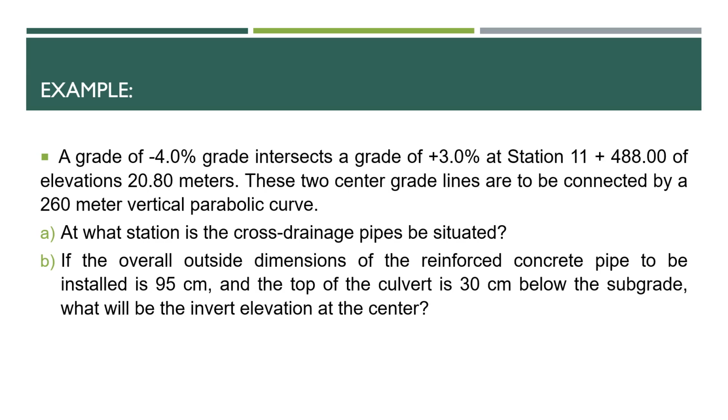If the overall outside dimension of the RC pipe to be installed is 95 centimeters and the top of the culvert is 30 centimeters below the subgrade, what will be the invert elevation at the center? Okay, so let's draw the figure.